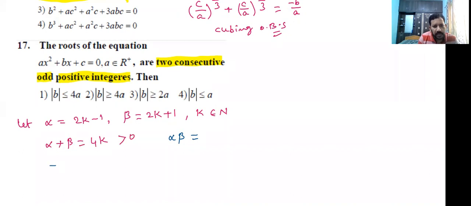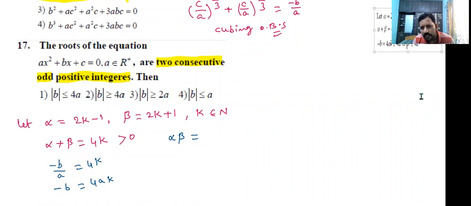And here, sum of the roots means minus b by a. No? Minus b by a is 4k, so minus b is equal to 4ak. And the product of the roots, observe that, here no need of the product of the roots, I think. Unsaturated condition.